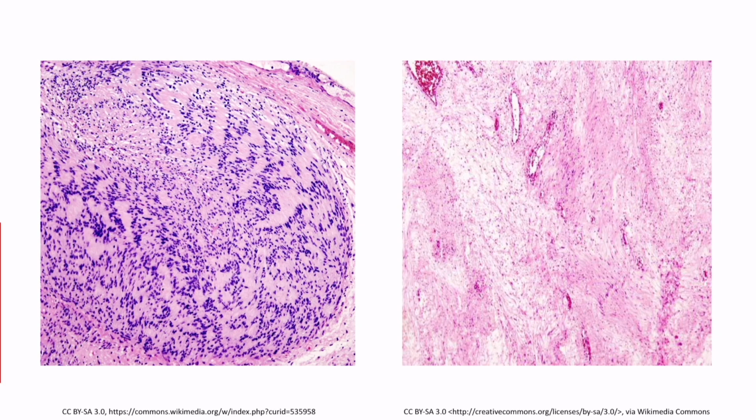Here we have two images. The image on the left is Antoni A pattern. Remember, these show interlacing cell bundles with palisading nuclei. And the image on the right is Antoni B, which is looser and less cellular.